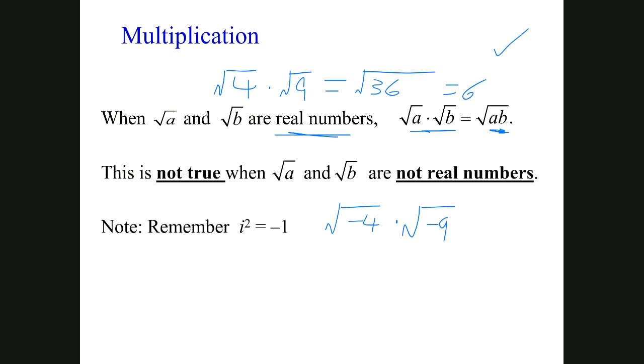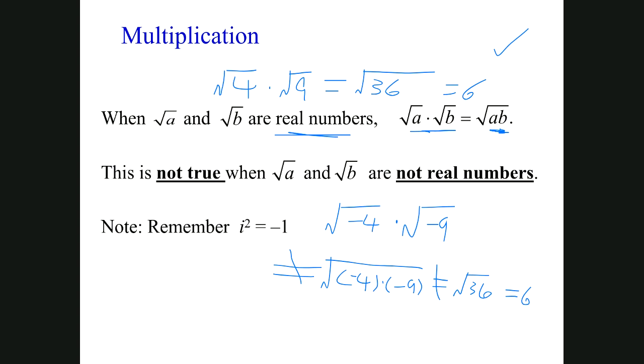But when I have the square root of negative 4 times the square root of negative 9, this is not a real number, because this is under the square root, an even root. For an even root, the radicand cannot be negative, right? But here we have a negative. So you cannot write the square root of negative 4 times negative 9, and then get 36, and then get 6. No, this is not equal to this one.